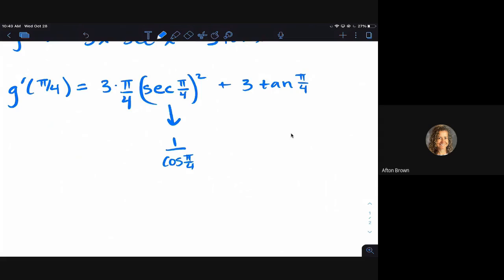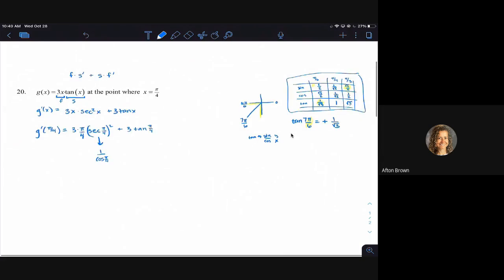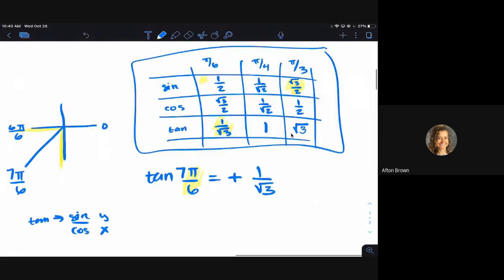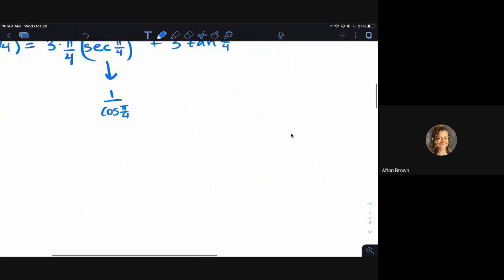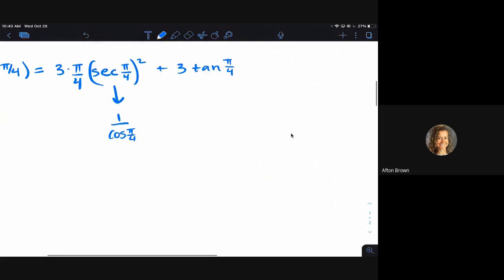So cosine at pi fourths. From that table, what is cosine at pi fourths? 1 over root 2. So I make that substitution. So this is 1 divided by 1 over root 2. But what happens when we divide by a fraction? This flips it, right? So 1 divided by that just becomes root 2. But it's still squared. What's root 2 squared? 2. So that works out pretty nice.